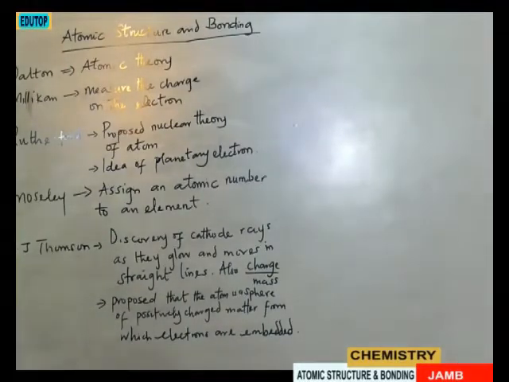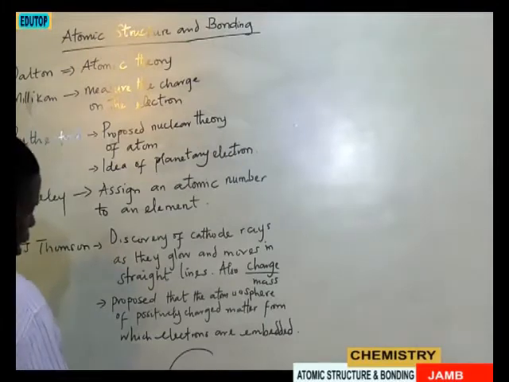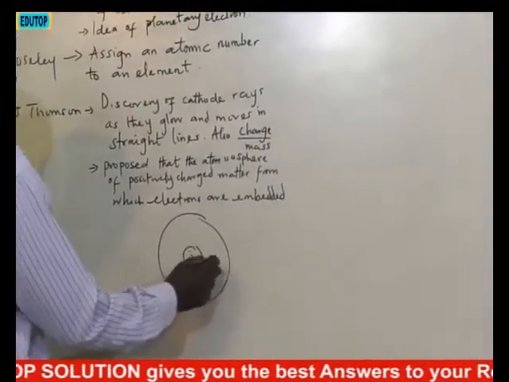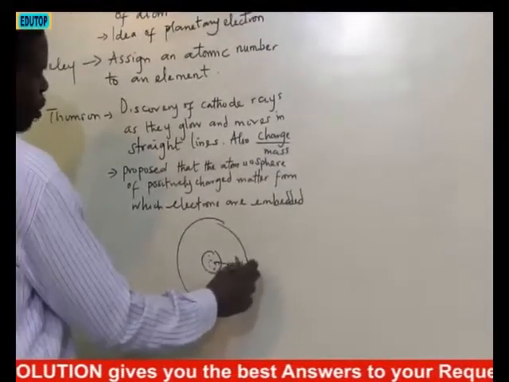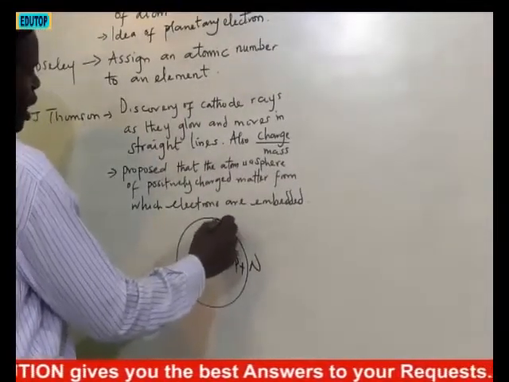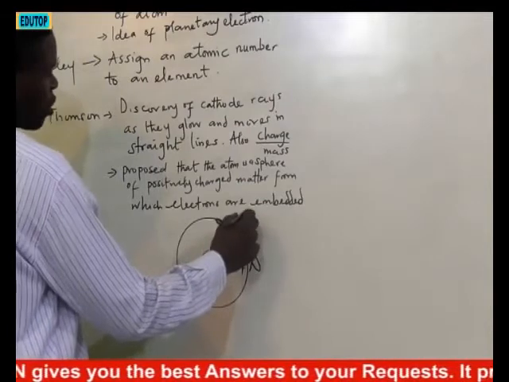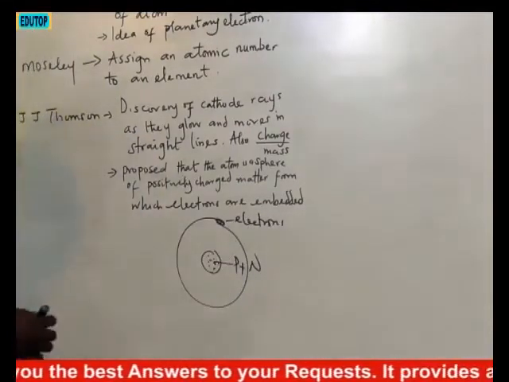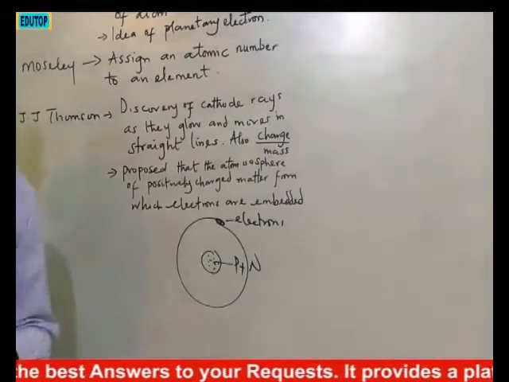Then he proposed another one: that the atom is a sphere of positively charged matter in which electrons are embedded, and that explains why you have, in an atom, protons and neutrons here, while here we have electrons. Electrons revolve around the orbit. So in the nucleus we have protons and neutrons.